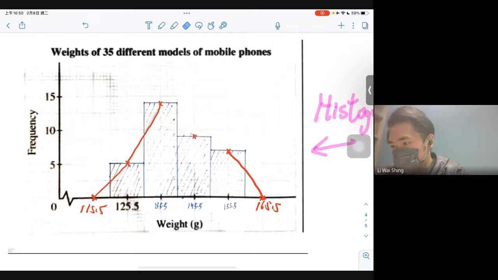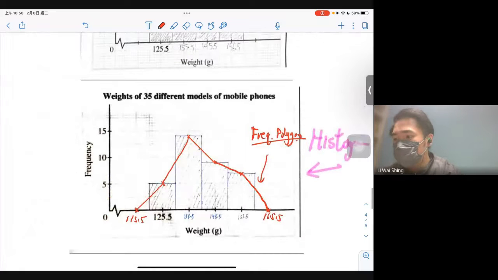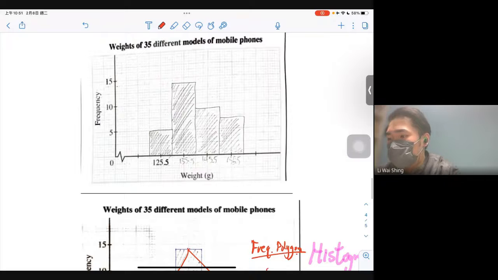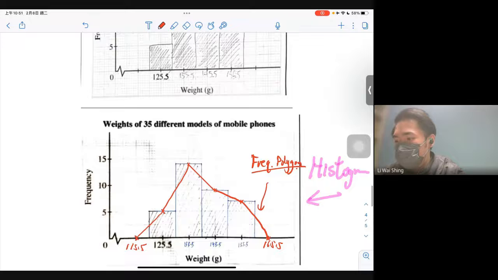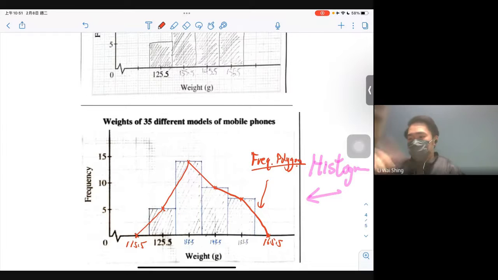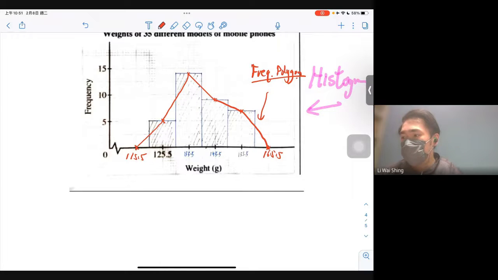Sorry, ugly drawing. Yeah, it should be the things you draw. This is the frequency polygon. So this is the polygon I want. I don't want the bars only. The bars only, we call it a histogram. But when there are lots of bars, you need to shade a lot of bars. That's why we simplify it into a polygon only.